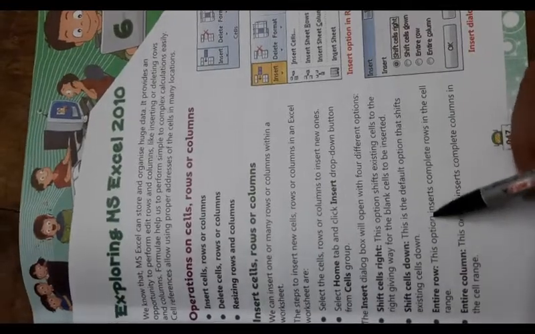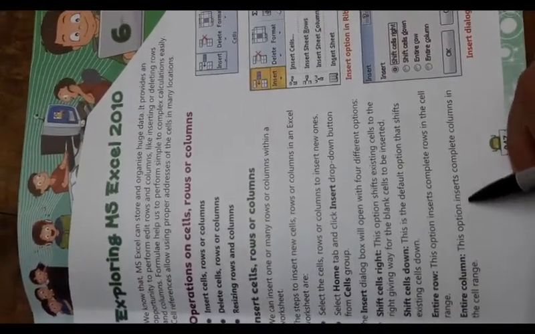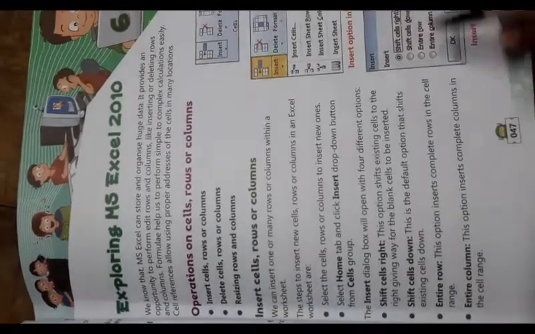Entire row: this option inserts complete rows in the cell range. Entire column: this option inserts complete columns in the cell range.